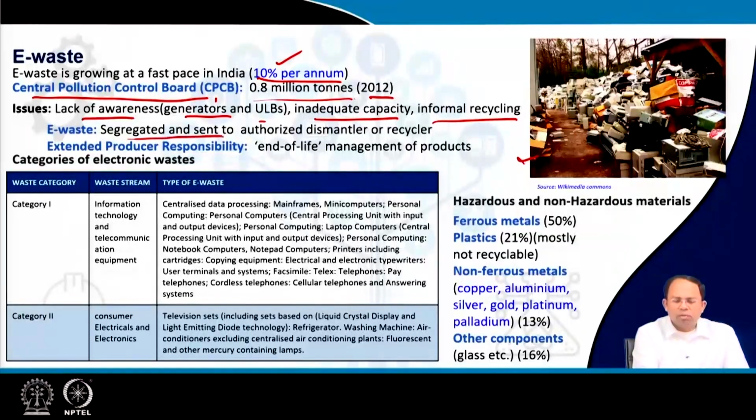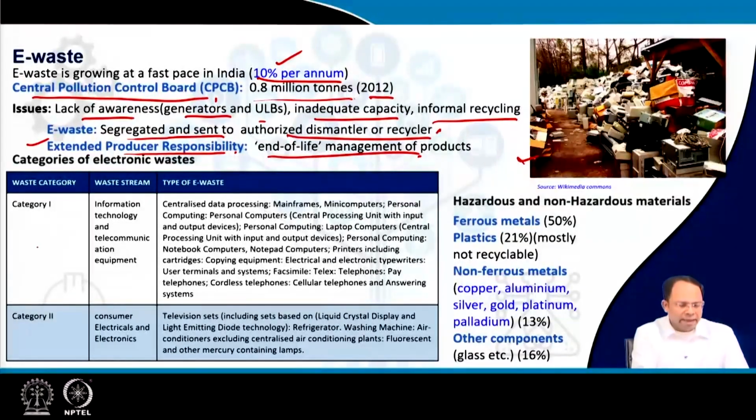E-waste is segregated from the municipal waste stream and sent to authorized dismantlers or recyclers, but we require more of them. Usually, extended producer responsibility is a big way to handle this kind of waste, because the companies which produce that waste are the best people to actually deal with it. So how to manage the end of life of a product is best dealt with through extended producer responsibility.